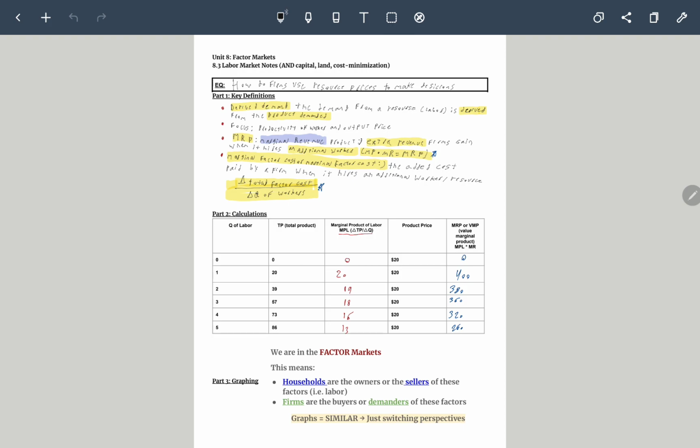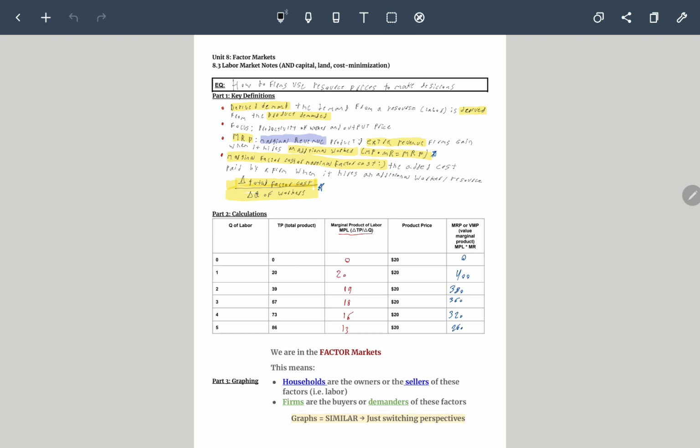Most importantly, derived demand. The demand for a resource, labor, is derived from the product demanded. Our focus is the productivity of the worker and output price. There is a very important concept, which is the marginal revenue product, which means the extra revenue firms gain when they hire an additional worker is the marginal revenue product.